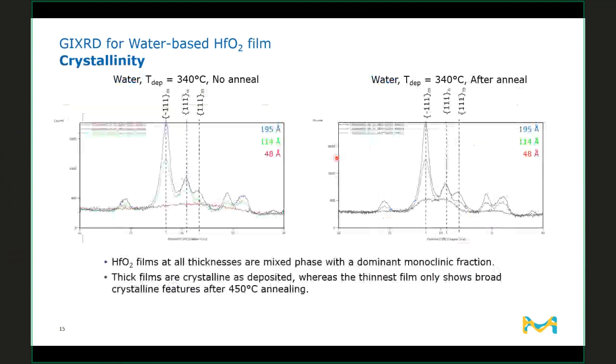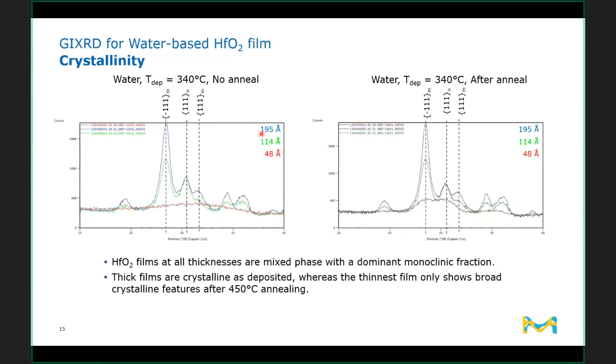When we look at the crystallinity of hafnium oxide films, we see behavior that we may expect. So at 340 degrees Celsius with no anneal, basically what we see is that the thinnest film that we deposited, which is about 5 nanometers or 48 angstroms thick, doesn't have any crystallinity visible, but then the thicker films do.